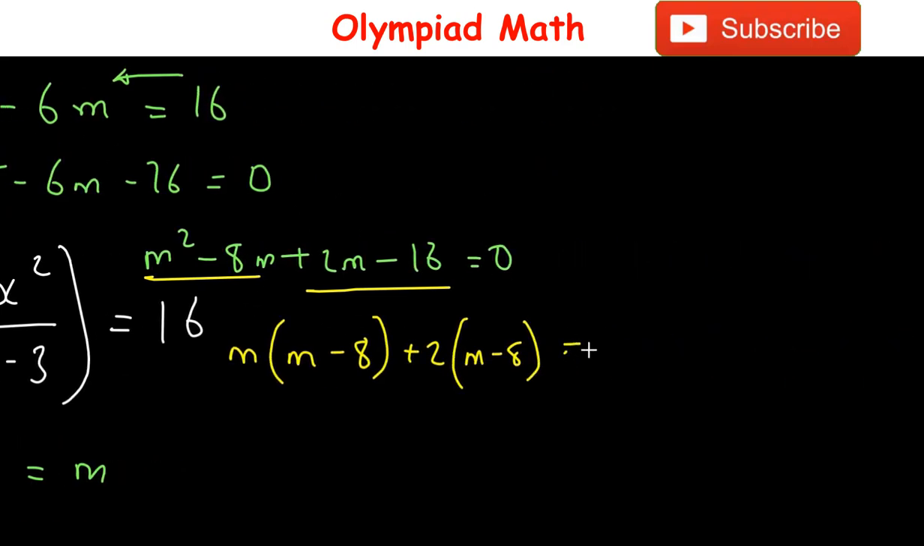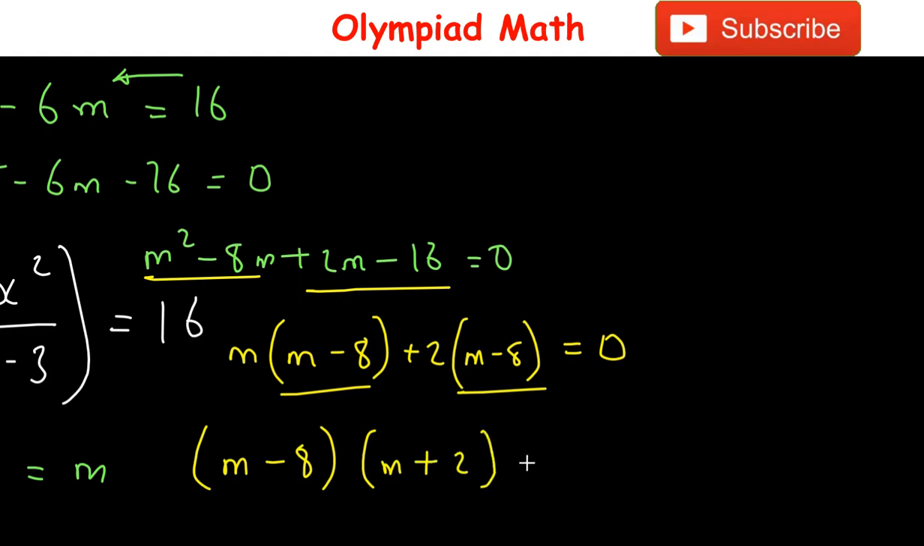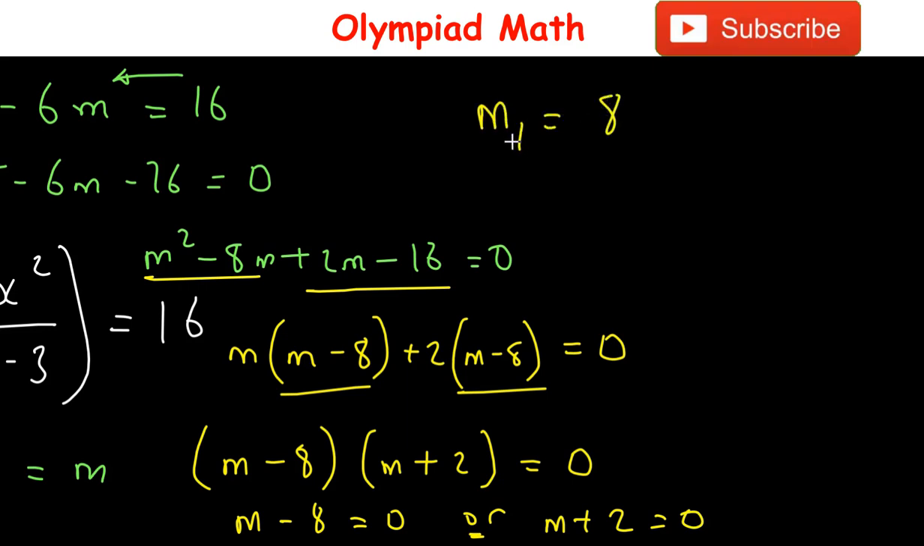So this is equal to 0. Now we have a common factor m minus 8. Pick one in bracket m minus 8, then we have in brackets m plus 2, and this equals 0. So m minus 8 equals 0, or m plus 2 equals 0. From this, the value of m is equal to plus 8. This is the first value of m. And for this equation, the value of m is equal to minus 2. This is the second solution of m.